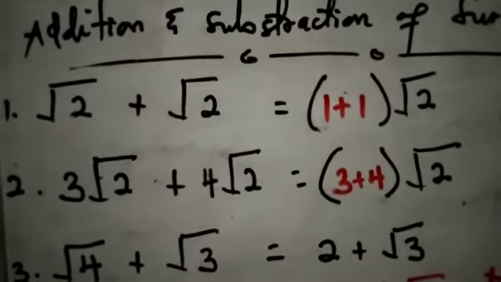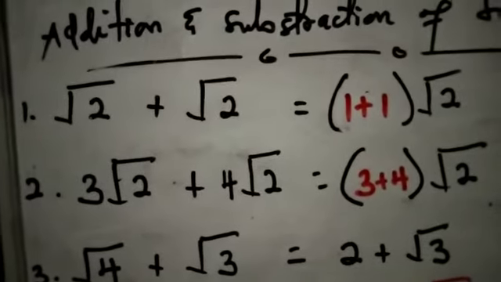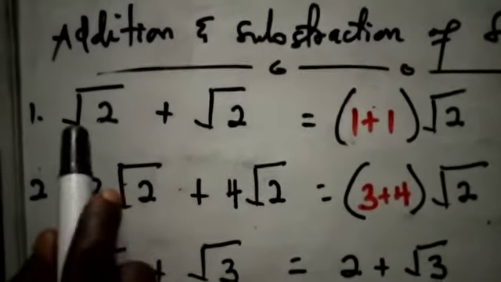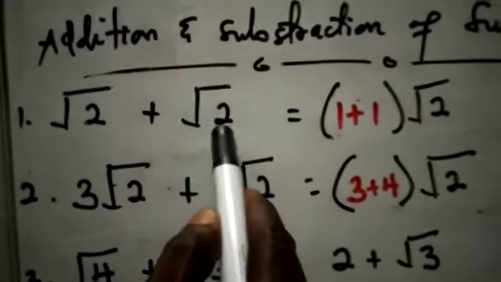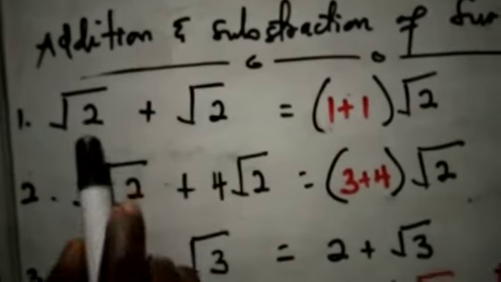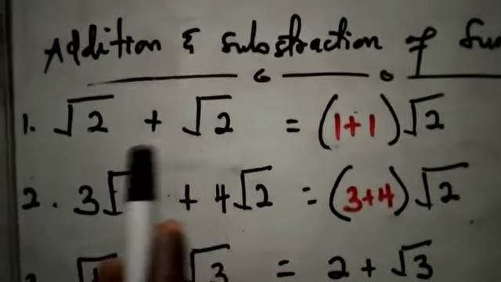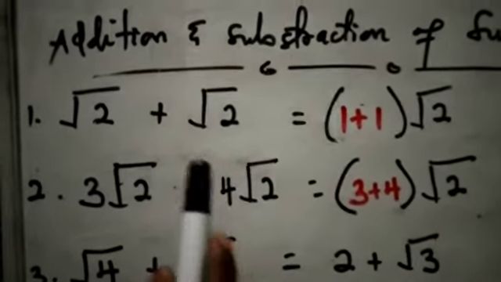So mathematics is a precise language. You need to obey the rules. Is that okay? Now let's see. I'm having root 2 here plus another root 2 over here. Of course, the rule says that if the numbers under this are the same, I can add them, or if they are the same, I can subtract them. Is that okay? So what do you do?